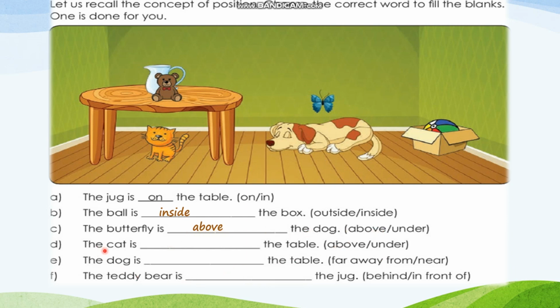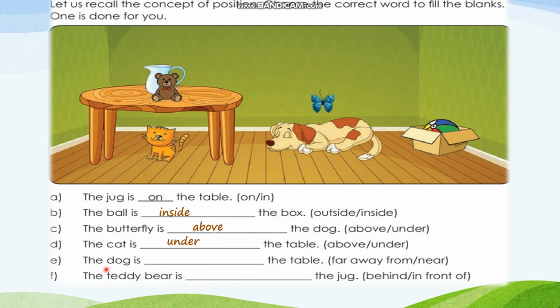Now next, the cat is dash the table. Here is the cat. What is the position of the cat? Is it above or under? Yes, it is under the table. The cat is under the table.